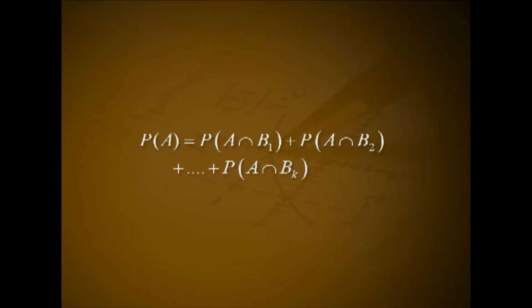Or A can be expressed as A equals A intersection B1 union A intersection B2 union, etc., union A intersection Bk, where A intersection B1 equals the null set and A intersection Bk equals the null set. In a similar way, any event A of this sample space can be expressed as A equals A intersection B1 union A intersection B2 union, etc., union A intersection Bk. Since the A intersection Bi's are mutually exclusive, P of A equals P of A intersection B1 plus P of A intersection B2 plus, etc., plus P of A intersection Bk.